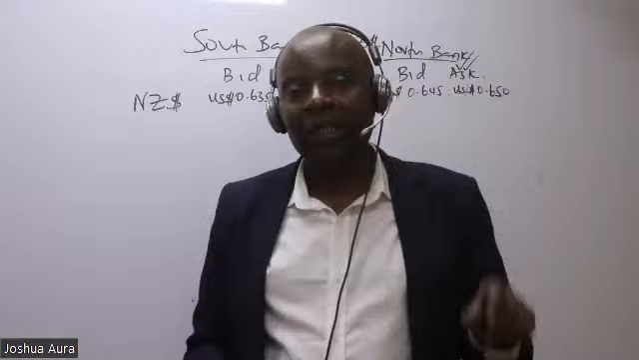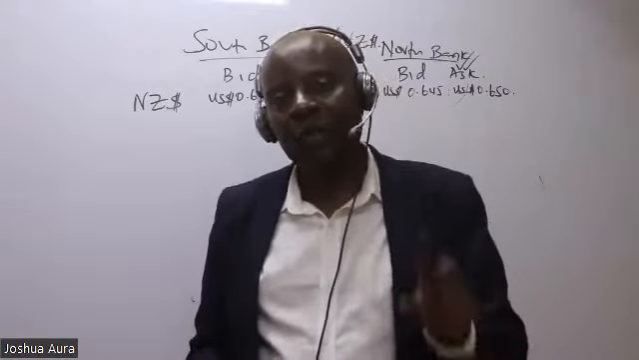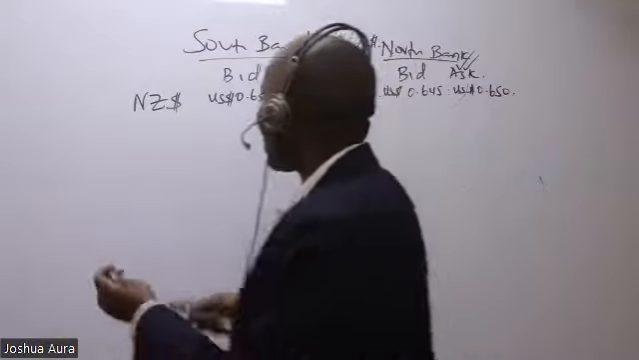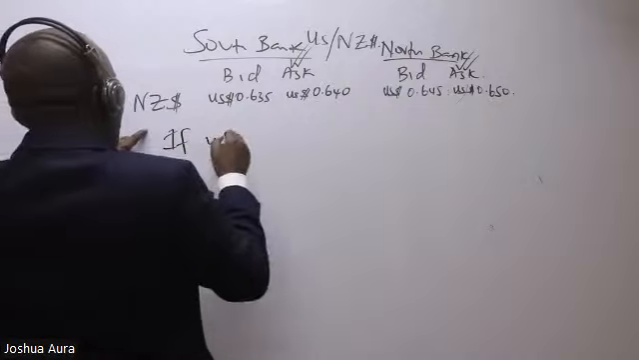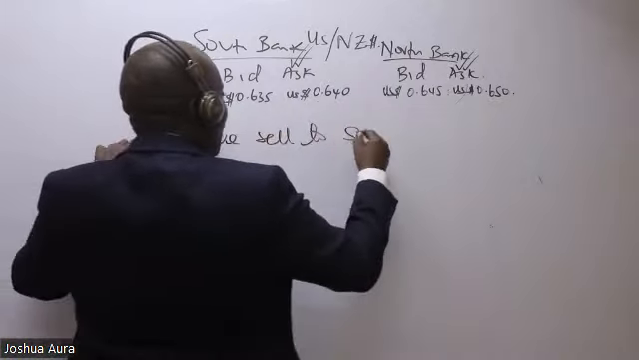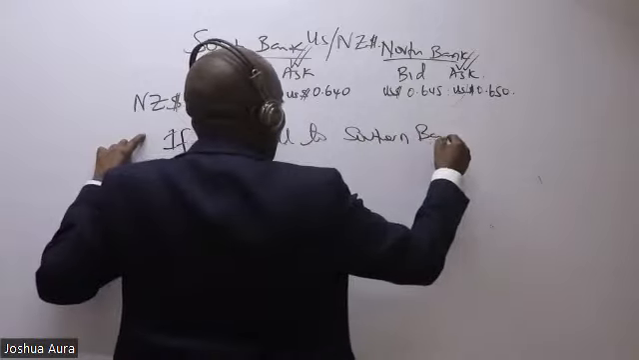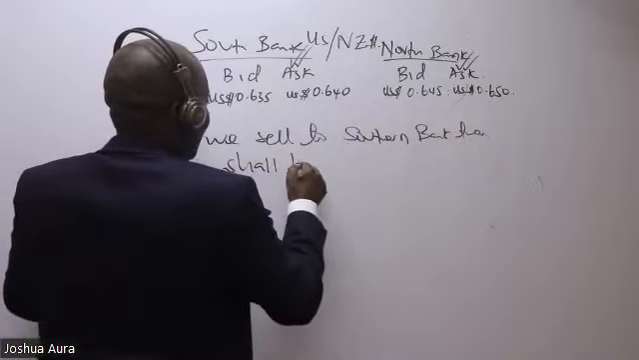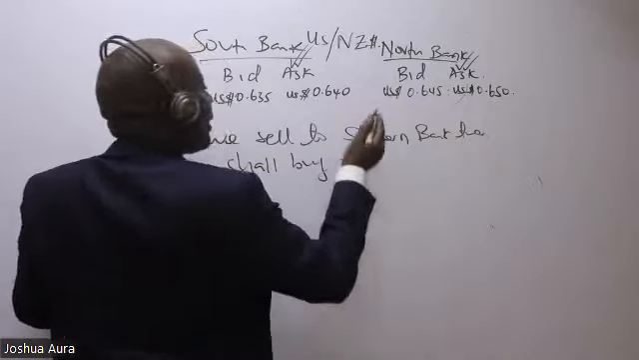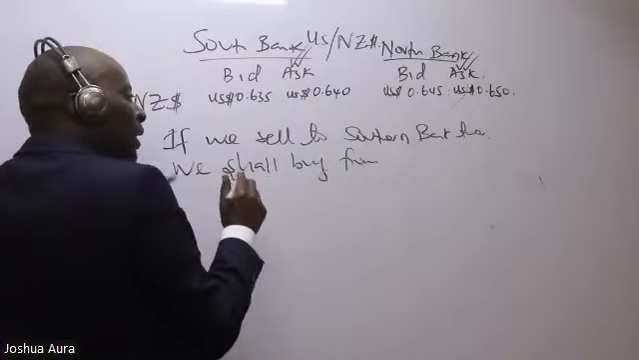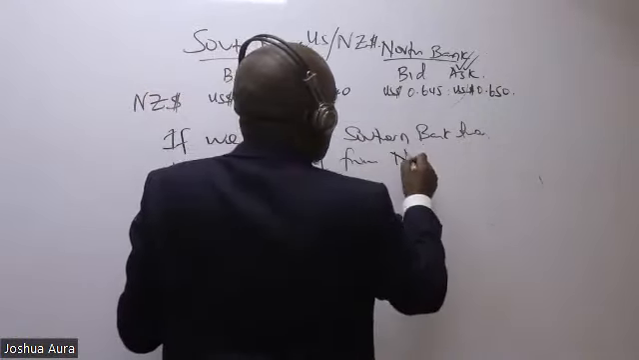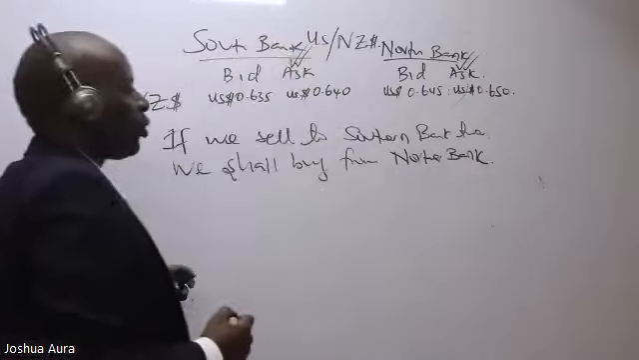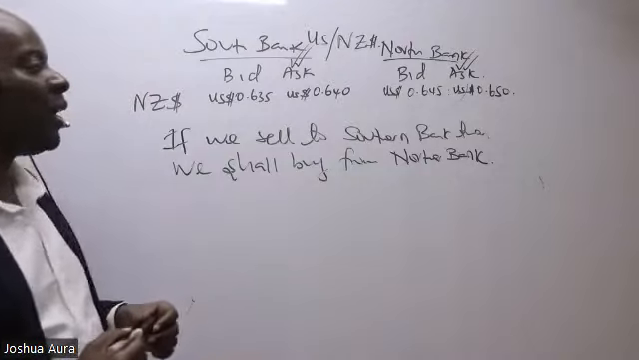We have said this time round, we are going to sell, first of all, the $1,000 to who? To Southern Bank. So if we sell to Southern Bank, then we shall buy from which bank? You can't buy from the same bank. Now you shall buy this from the other bank, so you buy from the Northern Bank. A little bit confusing, but you'll get used to this.